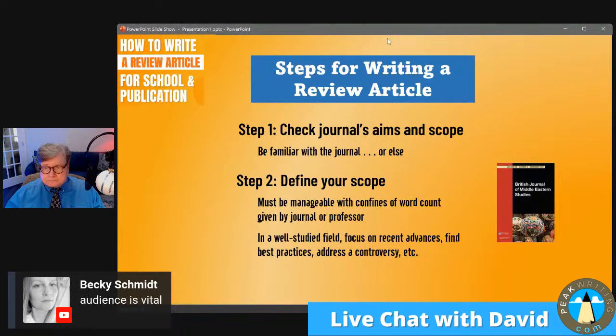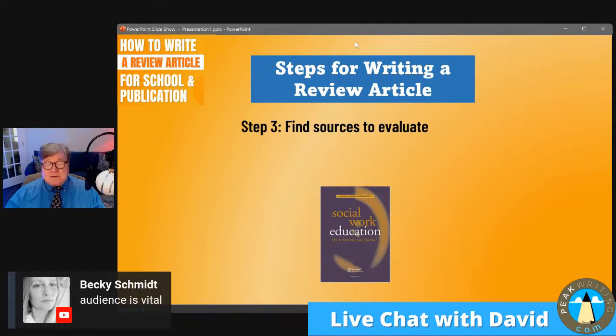Okay, let's go on to our step 3. And our step 3 is find sources to evaluate. Whoa. This search is more or less the make or break moment for your review article or your literature review, because your review is only as good as your sources. That's why you must find the best sources.